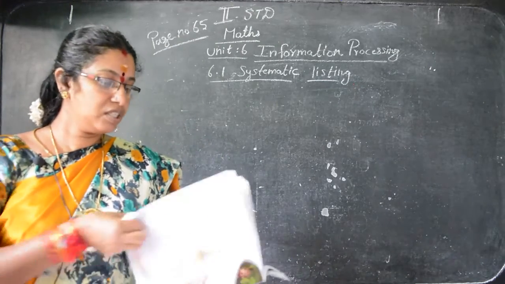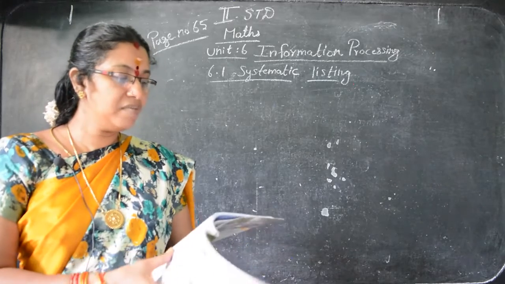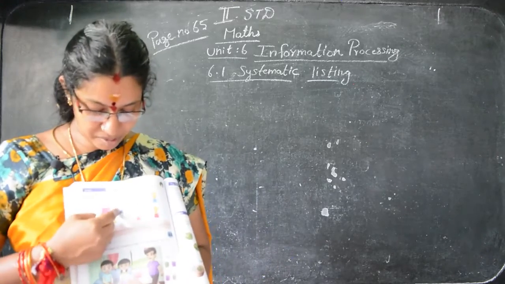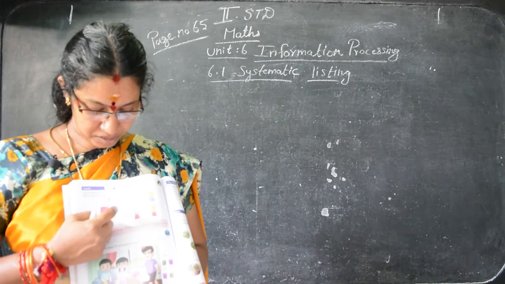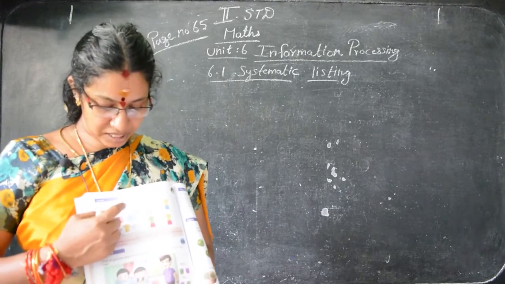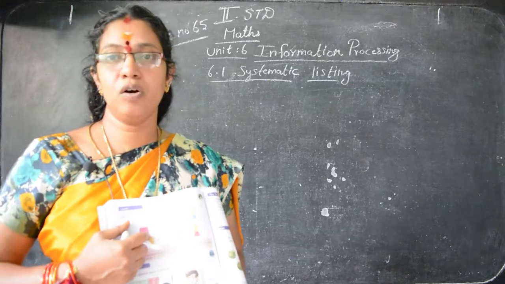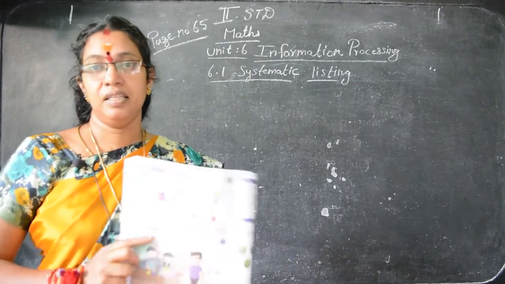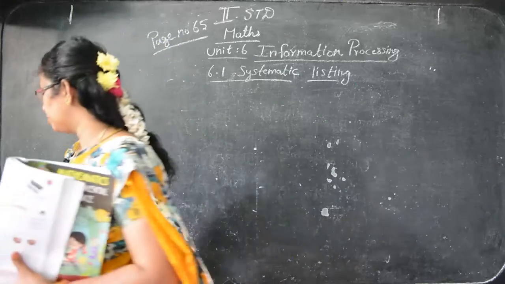Then next we are going to see possible ways of pairing. See here, they have given possible ways. Red skirt and blue skirt are given, and the shirts are green and yellow. How can they wear them? How many possible ways are there? We are going to see now.